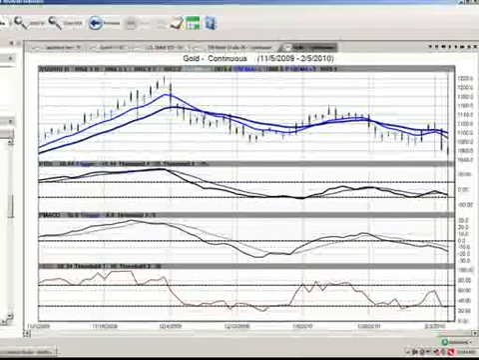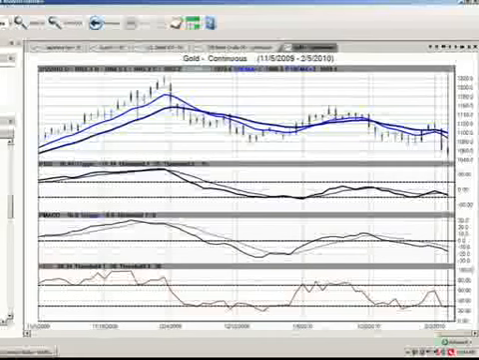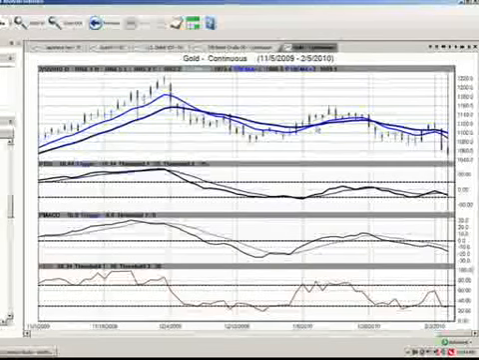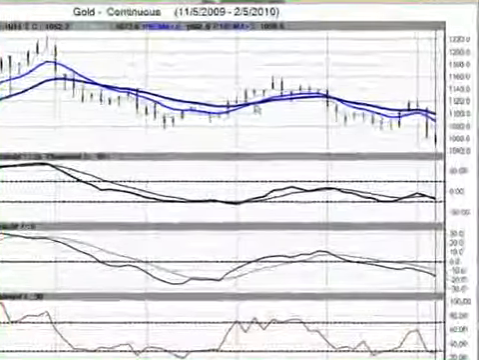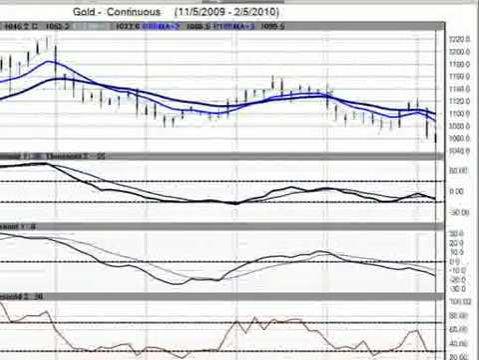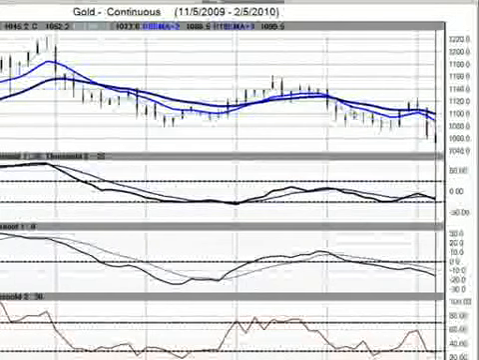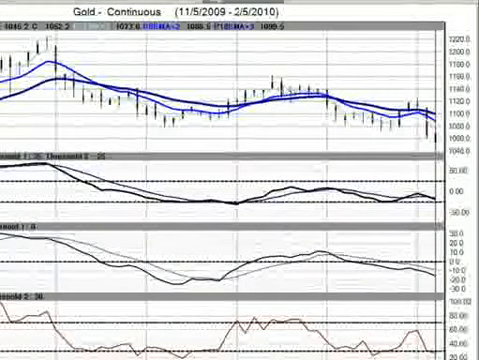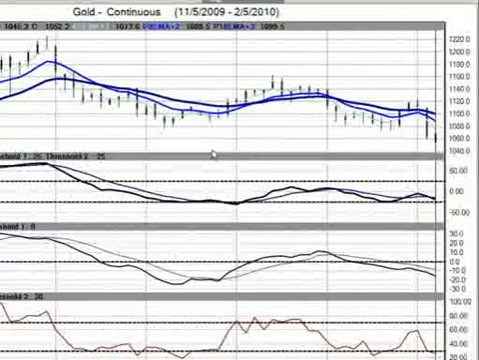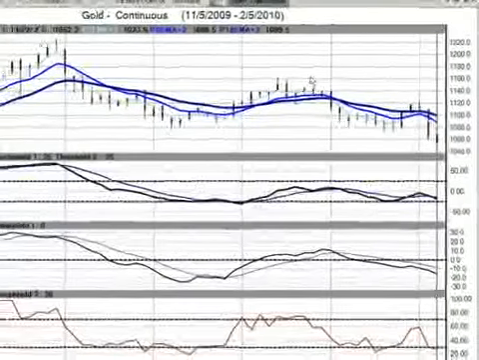We've got a crossover to the downside that took place in early December. We've got a minor crossover that took place at the beginning of January, and then again towards the end of January we've got another crossover to the downside, making the upside on gold look corrective in nature, not a new trend up. So it's very interesting.